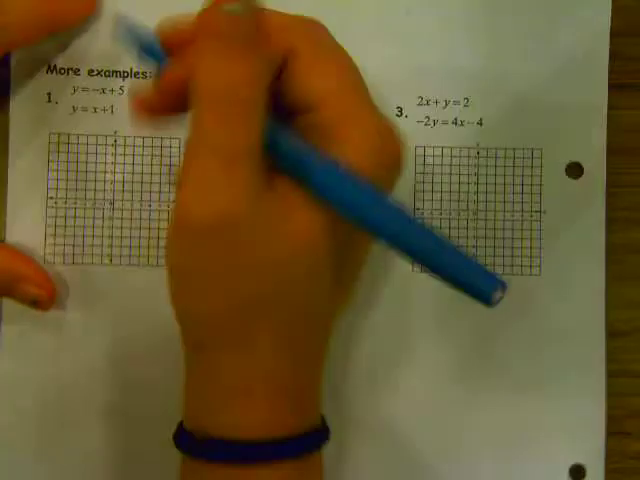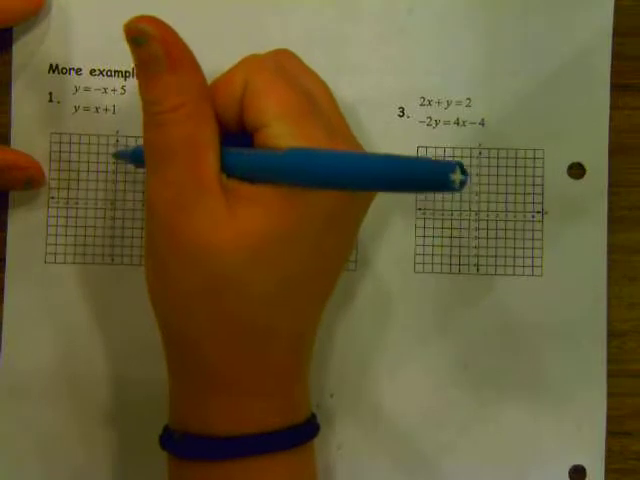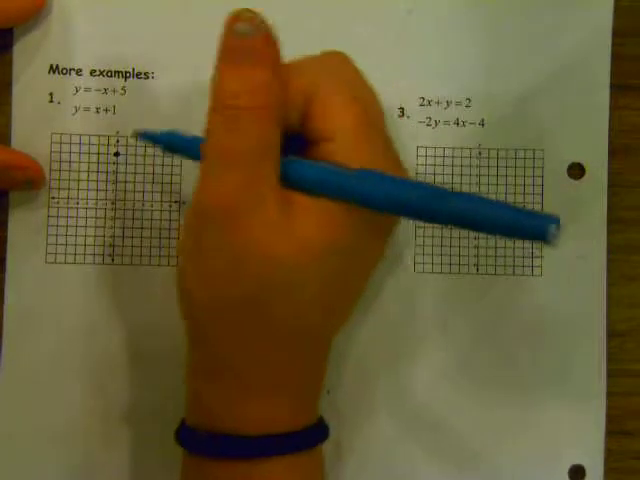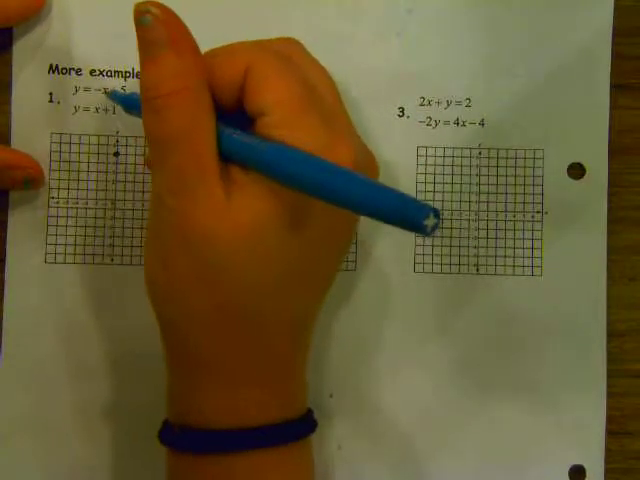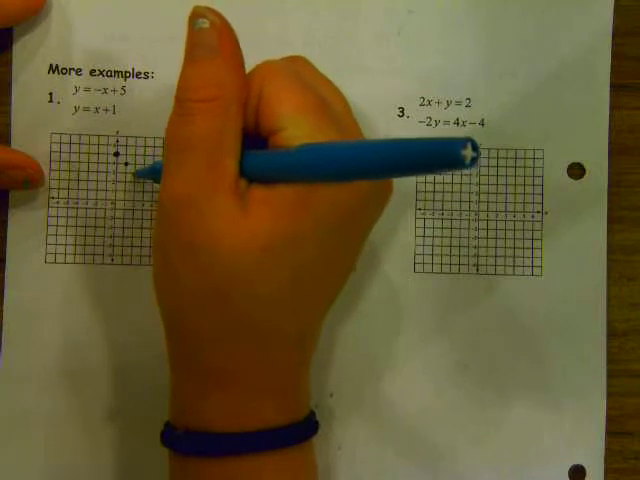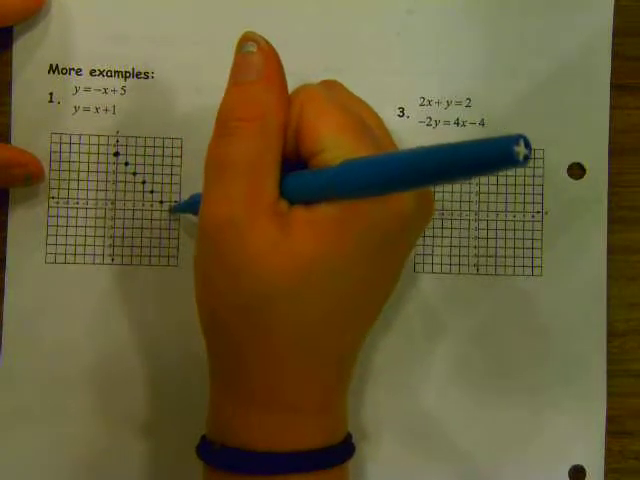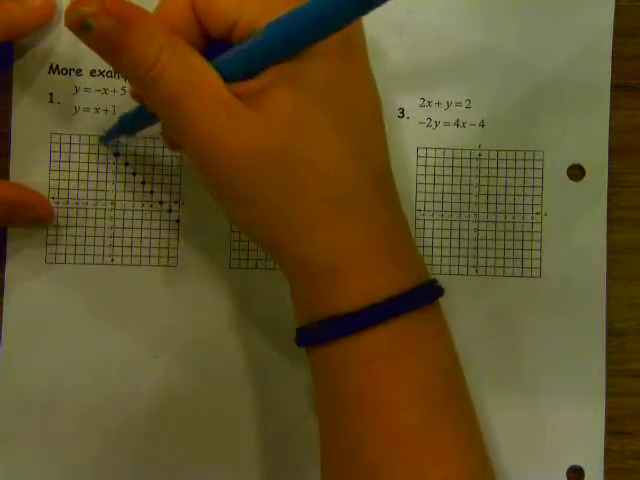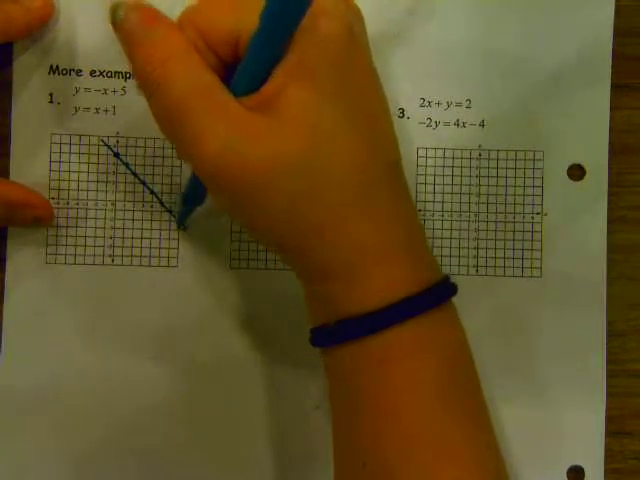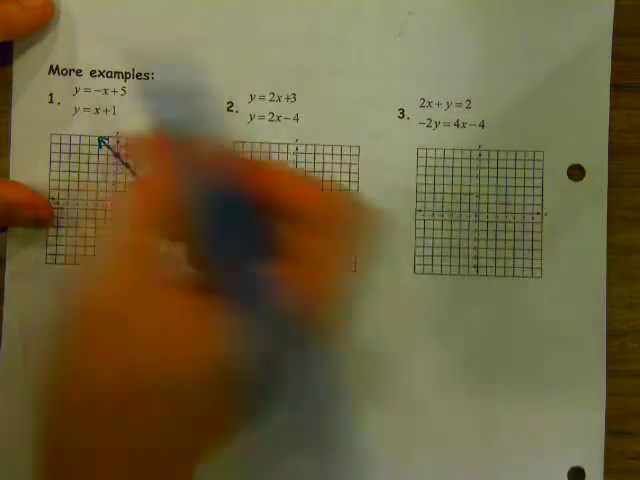So, okay, we're going to start at +5. So just graphing each line separately, seeing if they intersect. This, down 1 over 1, down 1 over 1, down 1 over 1. So I'm graphing the first line. Okay? And then now I'm going to graph the second line.